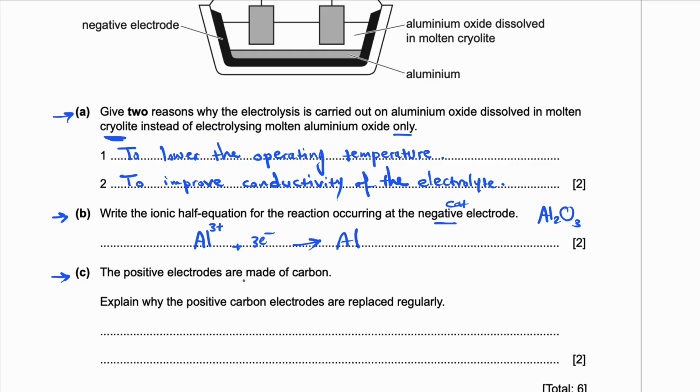The positive electrodes are made of carbon. Explain why the positive carbon electrodes, sometimes called graphite, are replaced regularly. We replace the carbon or graphite in the extraction of aluminium because the carbon anode reacts with oxygen to form or produce carbon dioxide.